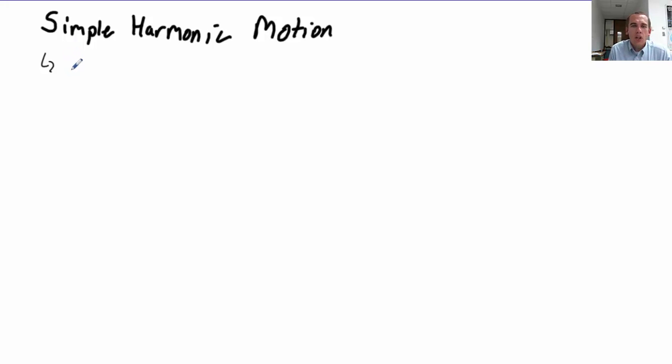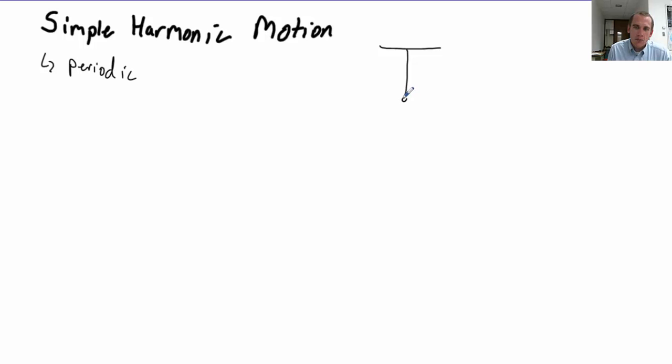Hi everyone, we're going to go ahead and start on simple harmonic motion. Simple harmonic motion is a nice precursor to waves because it gets us familiar with things that vibrate or oscillate at a regular time interval. And things that vibrate or oscillate back and forth through the same path at a regular time interval are called periodic. And a good example of this is a pendulum.